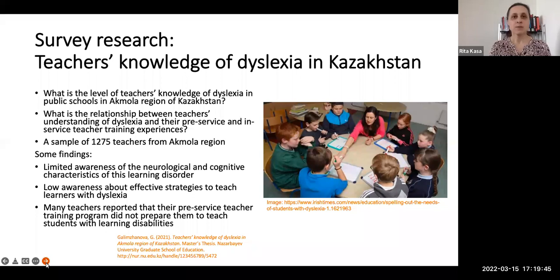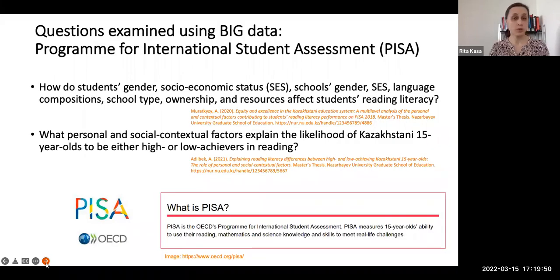The third type of studies that our students do, which do not include experimental research design, but draw on large data sets that are obtained through survey research, are theses where students use so-called big data when they examine different questions. And until now, our students have quite frequently used the data from the Program for International Student Assessment, known by the abbreviation PISA.